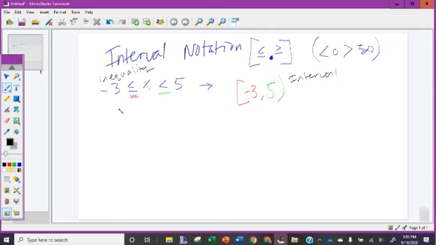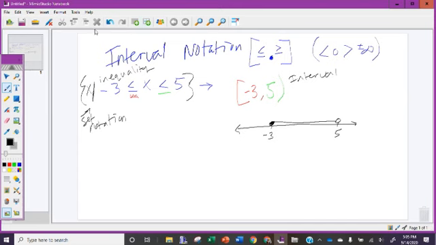To go from inequality to set notation, all you're literally doing is adding your such that, your x, and your braces. And now this is set notation. Graphing it on a line: I have -3 here with a closed circle, and I have +5 over here with an open circle. And there lies my solution.